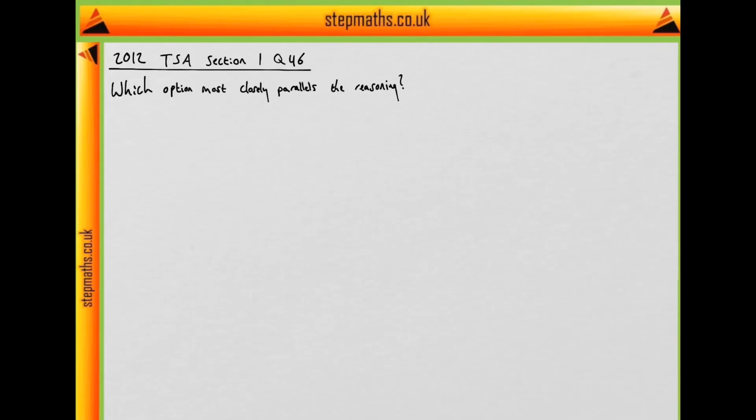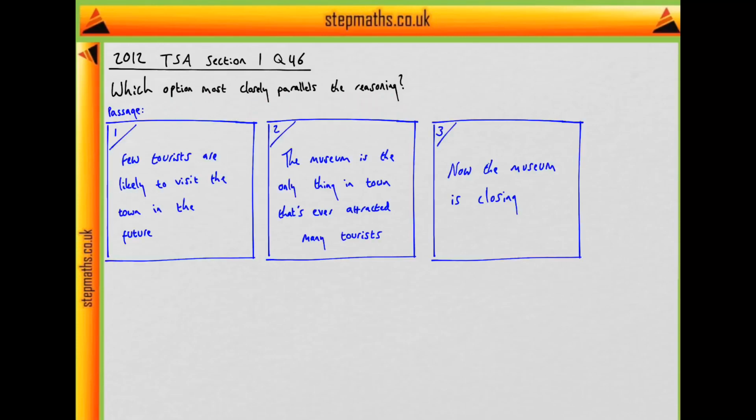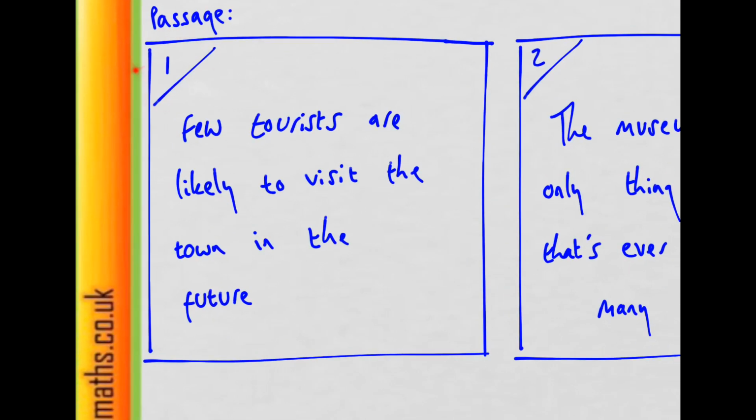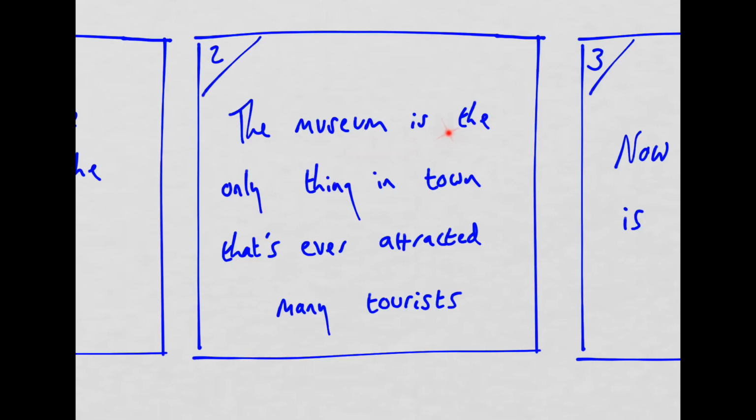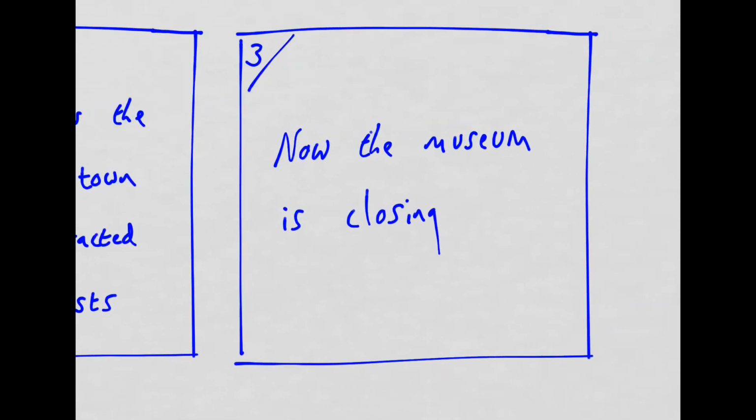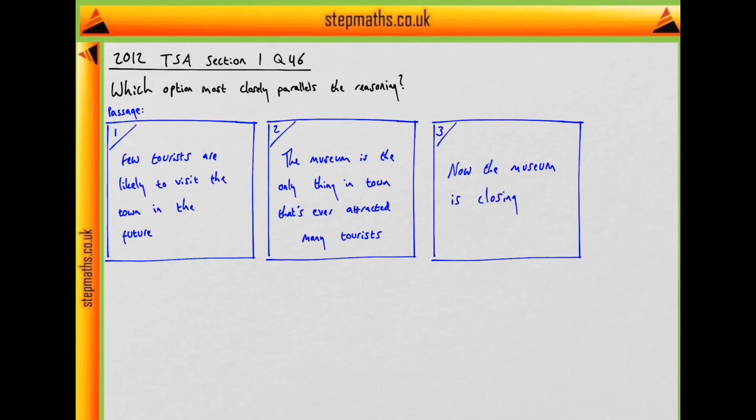This video is on question 46 of the 2012 TSA. Here we're asked which option most closely parallels the reasoning. So the passage starts off with the author saying that few tourists are likely to visit the town in the future. They write that the museum is the only thing in town that's ever attracted a substantial number of tourists. And now the museum is shutting down. So that's the whole passage.